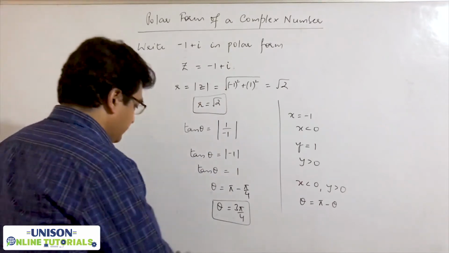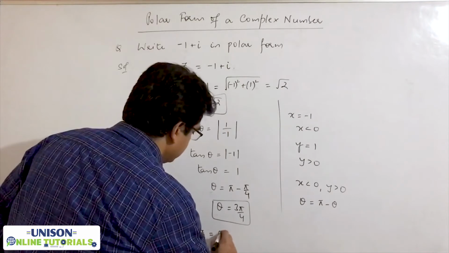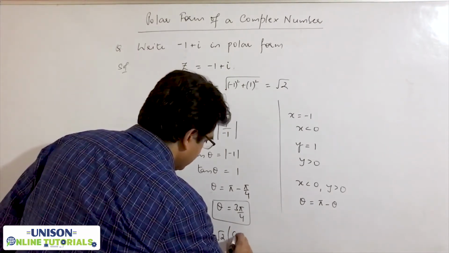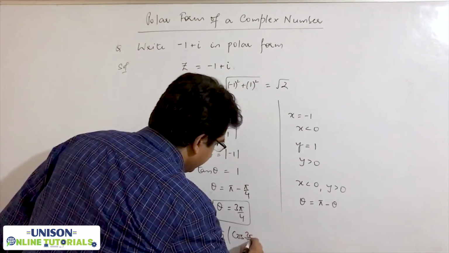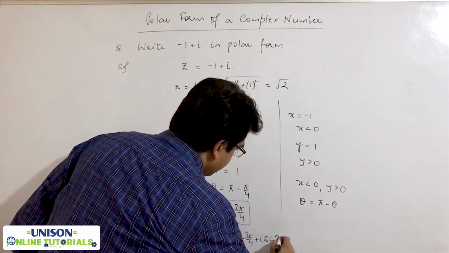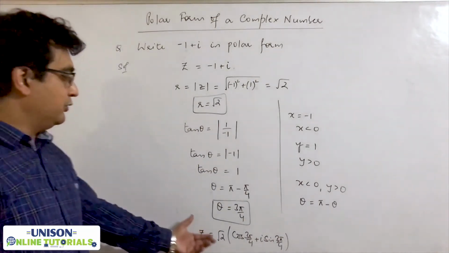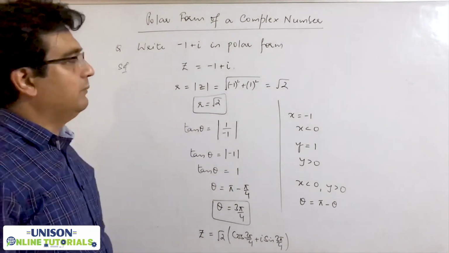Now what is the polar form? It is r. What is r? Root 2 cos theta, that is theta here is 3 pi by 4, plus iota sine 3 pi by 4. So this is the polar form of this complex number.